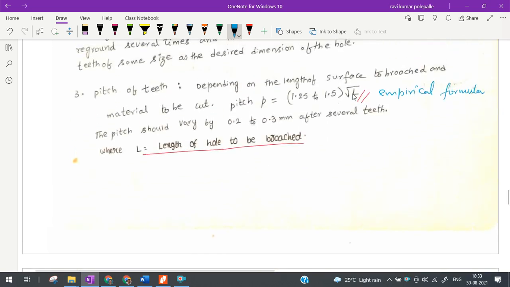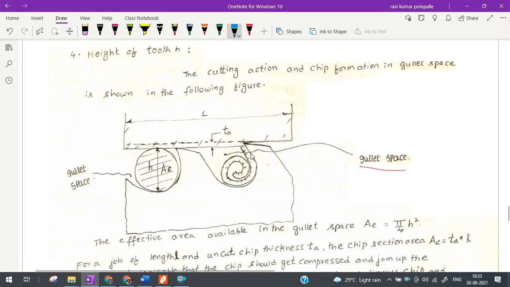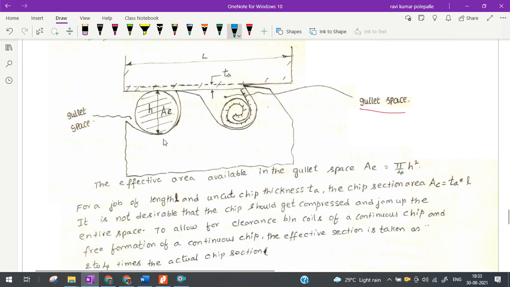And here L should be understood as the length of the hole to be broached. Next, the height of the tooth. The cutting action and chip formation in the gullet space you can find here. So this is the space that is available for the chip. And if the chip starts coiling inside this gullet space, it can take this shape in this manner.